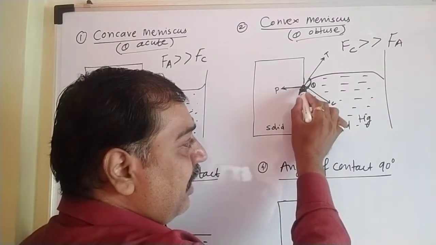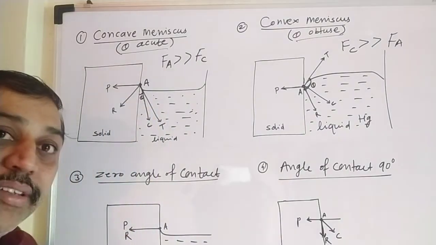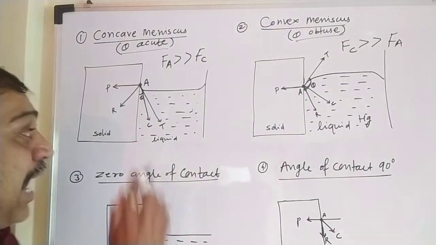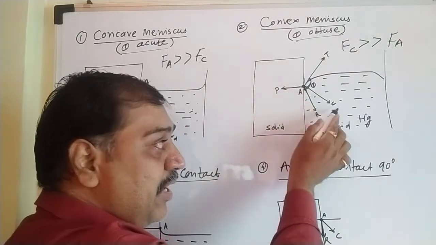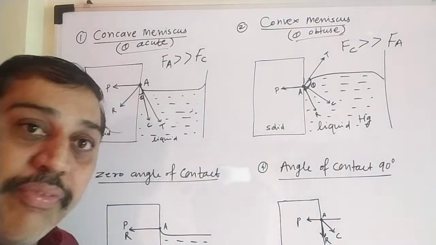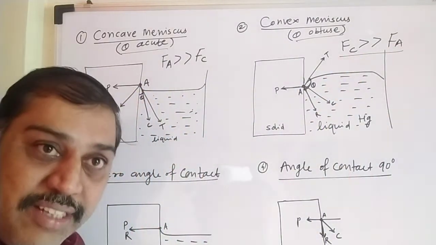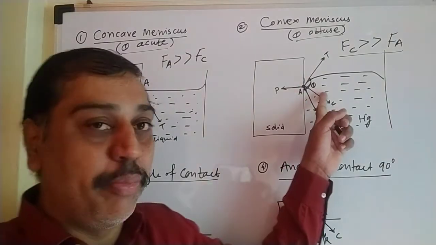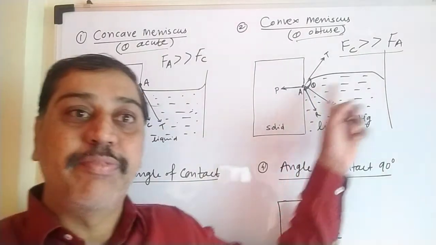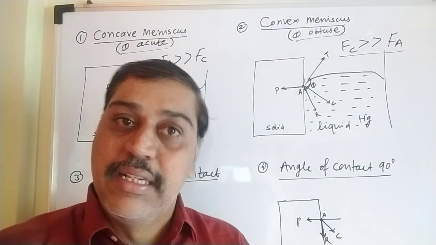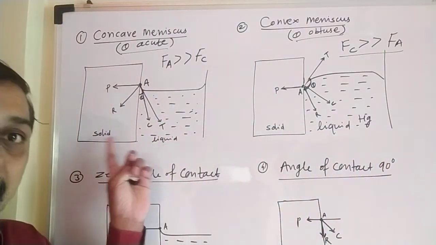That's why the resultant AR is shifted inside the liquid. Here, adhesive forces are stronger, that's why it shifted to the solid. Cohesive forces are stronger, that's why it shifted to the liquid. That means cohesive forces are stronger than the adhesive forces. The angle of contact theta is said to be obtuse, and we found the convex part of the meniscus. That is the second figure, and that is the example of glass and mercury, compared with glass and kerosene.